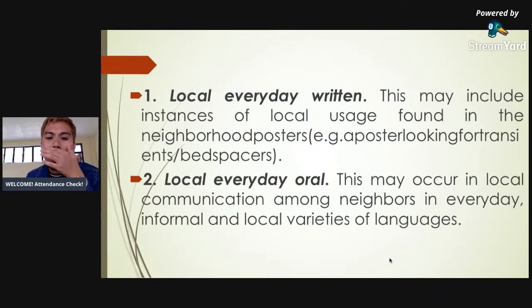1. Local everyday written. This may include instances of local usage found in neighborhood posters. Example, a poster looking for transients or bed spacer. So magkakaiba itong example. Wanted lady bed spacer. So that's it. That's other local everyday written. Or ano pa ba? We sell uling. We sell ice. We buy palay. Diba? That's local everyday written. It can be usually done through poster.